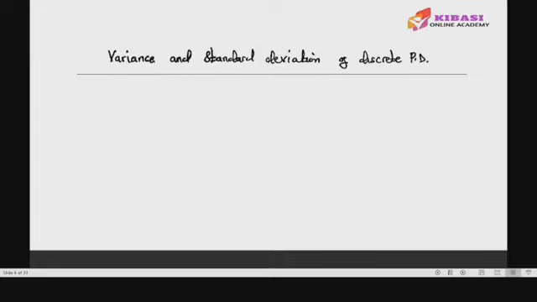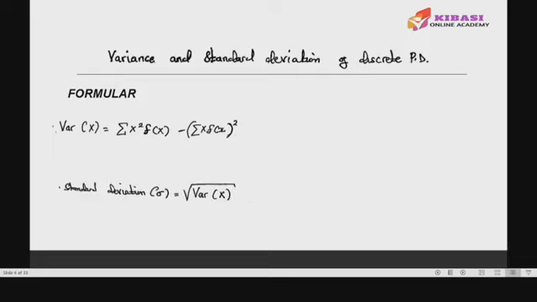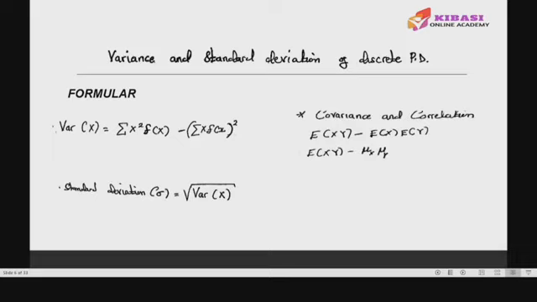Variance and standard deviation. Namna kutafuta variance and standard deviation. Variance ya x itakuwa ni summation ya x square function ya f(x) minus summation ya x times f of x ikiwa squared. Standard deviation we say it is square root of variance. Covariance we say the expected value ya xy minus mu x mu y. Correlation is equal to covariance ya xy over standard deviation ya x times the standard deviation ya y. Hii namna kutafuta correlation.